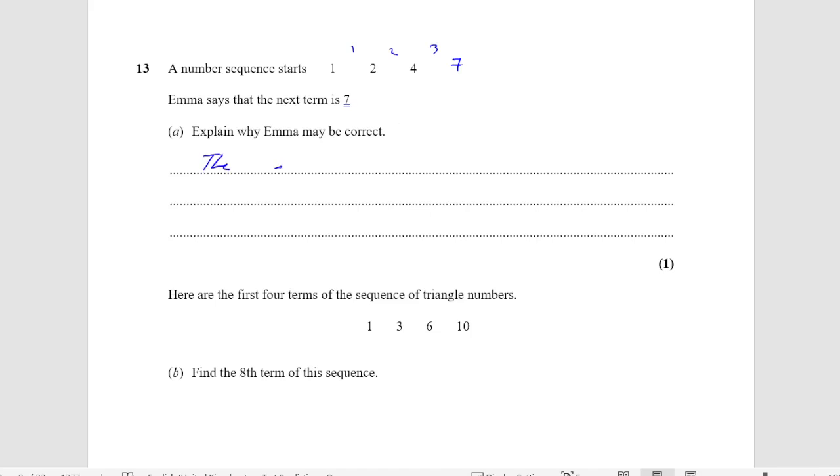Explain why Emma may be correct. The difference between each number is increasing by 1 each time.